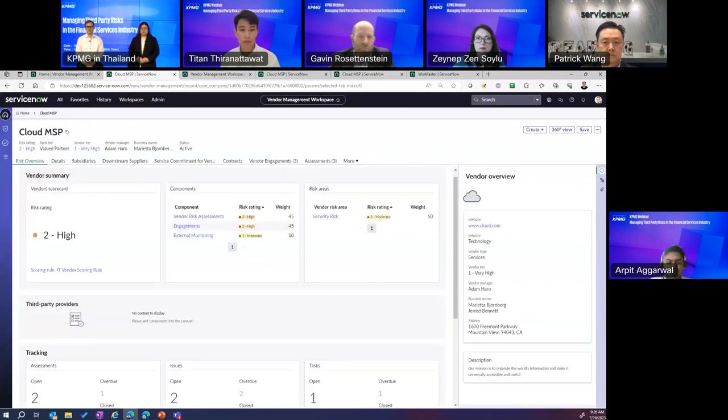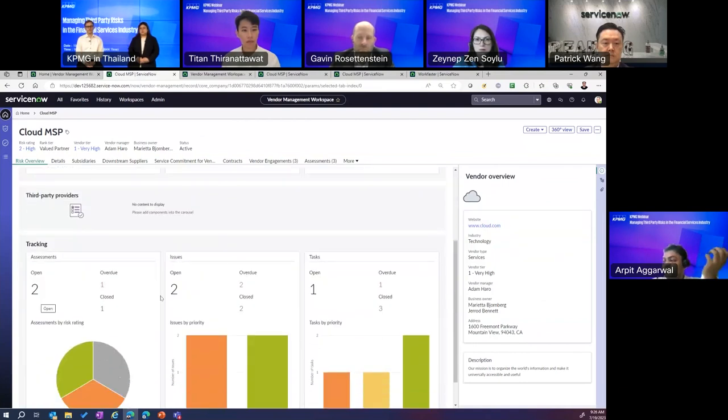So as a client vendor manager, I can see all the information related to the specific vendor, Cloud MSP: who is the vendor manager, the rank tier, who is the business owner, what is the risk rating, what are the different components involved in the risk rating, how many assessments are open with them, and issues or tasks which are open with them.